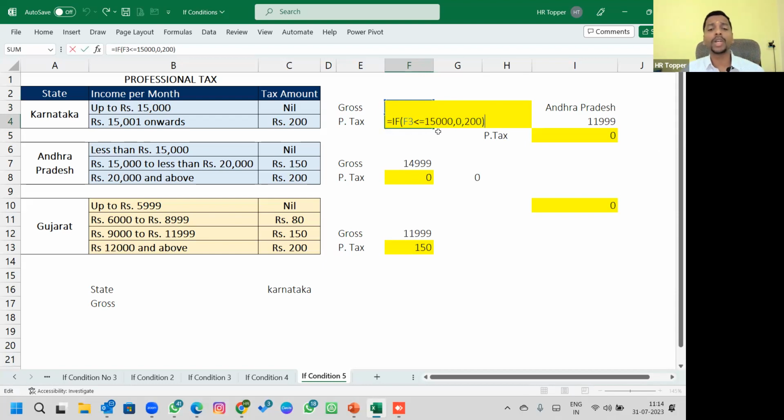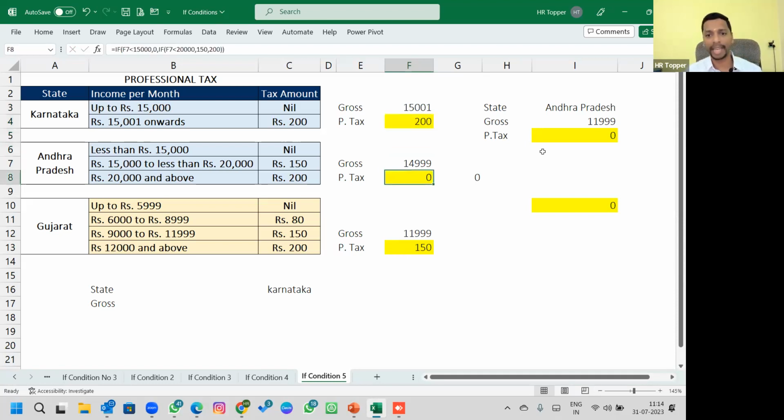Less than or equal to 15,000, we have written 0. Correct? Up to 15,000, it is 0. The moment I make it 15,001, it gives us 200 rupees.